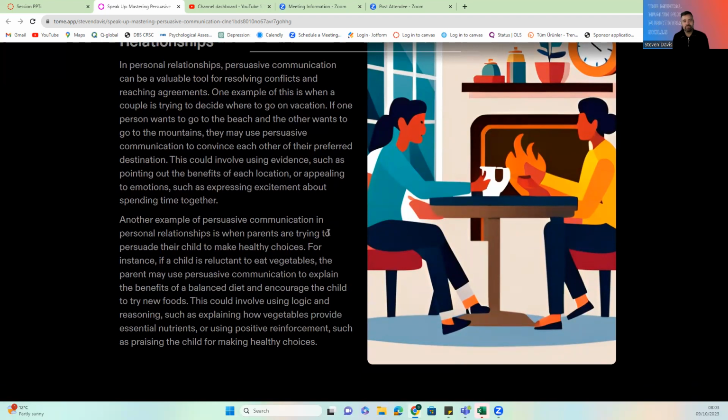Another example of persuasive communication in personal relationships is where parents are trying to persuade their child to make healthier choices. For instance, if a child is reluctant to eat vegetables, the parent may use persuasive communication to explain the benefits of a balanced diet and encourage the child to try new foods. This could involve logic and reasoning, such as explaining how vegetables provide essential nutrients, and using positive reinforcement, such as praising the child when they make healthier choices.